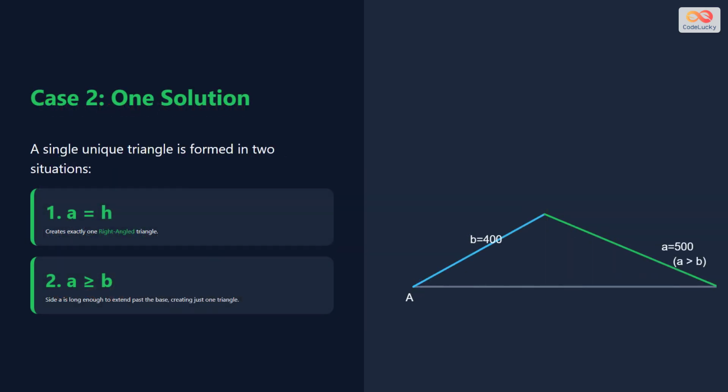The second possibility is finding exactly one solution. This happens in two ways. First, if side A is exactly equal to the height, you get a perfect right-angled triangle. Second, if side A is longer than side B, it extends far enough to create just one unique triangle shape.